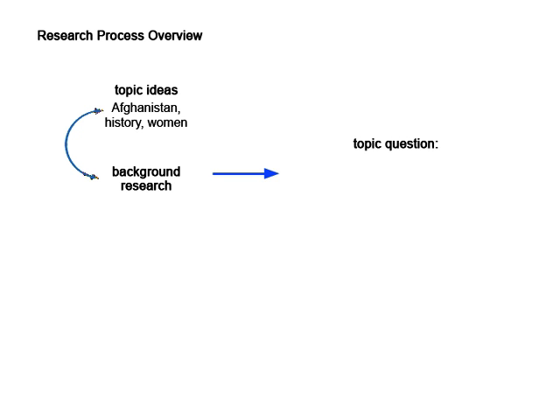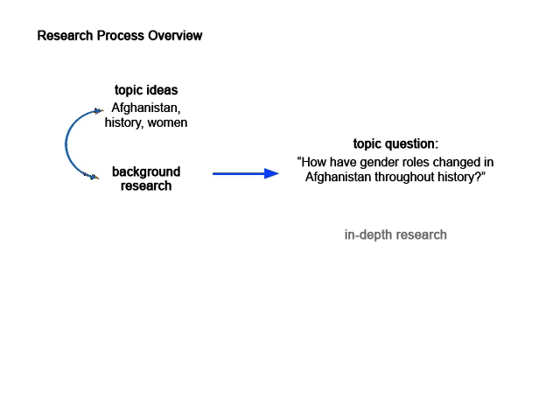First, you come up with some topic ideas. Next, do some background research to find out more information about your topic ideas. As you do background research, you might add ideas to your topic list, or you might change them altogether. After you've got some good topic ideas, it can be helpful to format your ideas into a question that can be answered. You can think of this as the question you're trying to answer as you're doing in-depth research, which is the next step in the process.